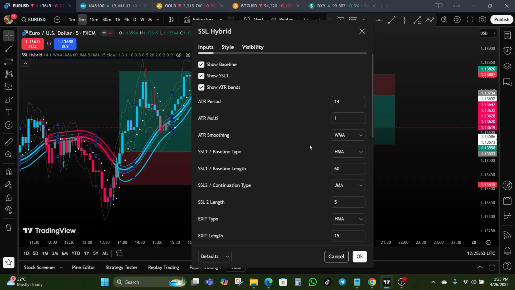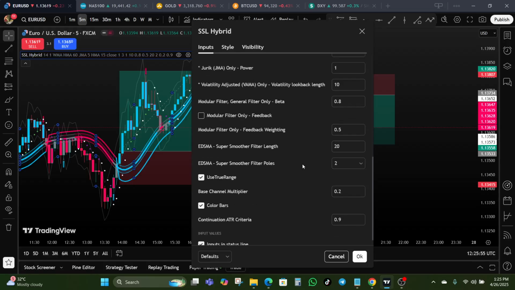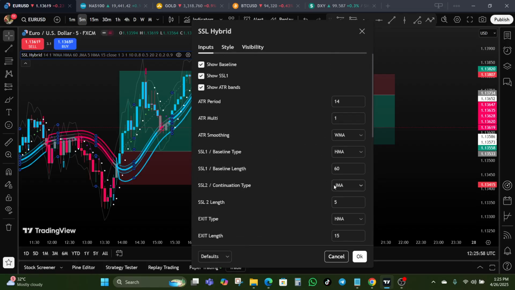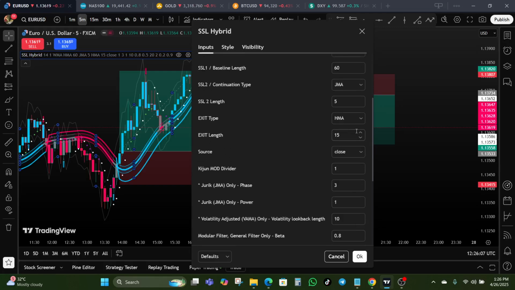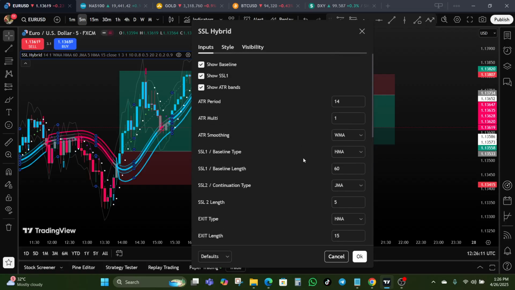For scalping, you want faster moving averages. And for swing trading, you can use slower moving averages. If you're scalping, you can decide to use shorter periods, whether for your SSL baseline length and all these values here, your ATR period and the rest of them. You can decide to use smaller numbers for all of them.